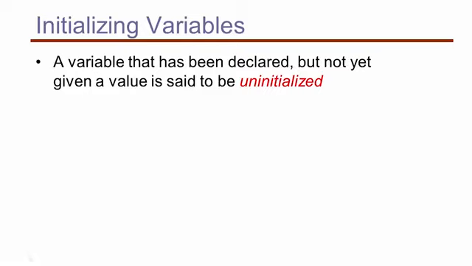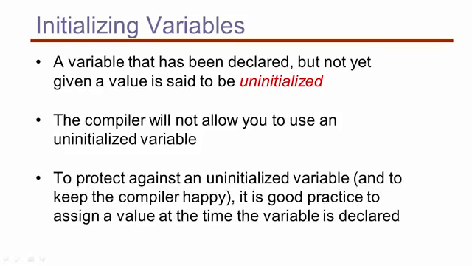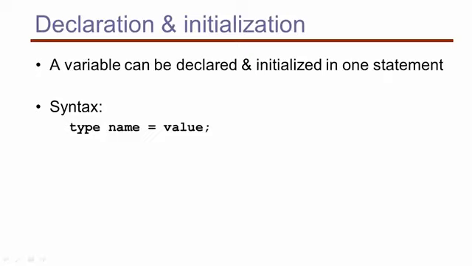Returning to the topic of declaring variables, a variable is said to be uninitialized if it has been declared but not yet assigned a value. In Java, the compiler will not allow you to use a variable that has not been initialized. So it is good programming practice to give a variable a value when it is declared. This is called initialization, since it gives the variable an initial value as soon as it is created.